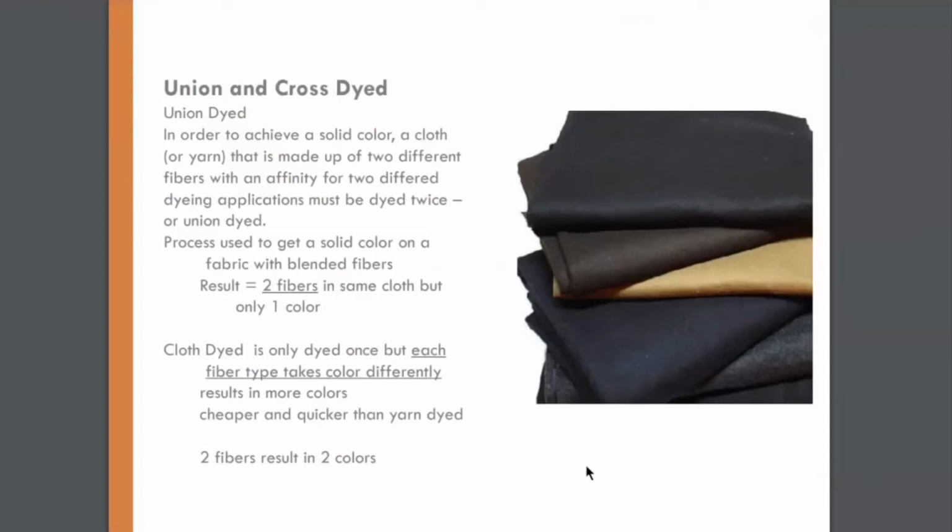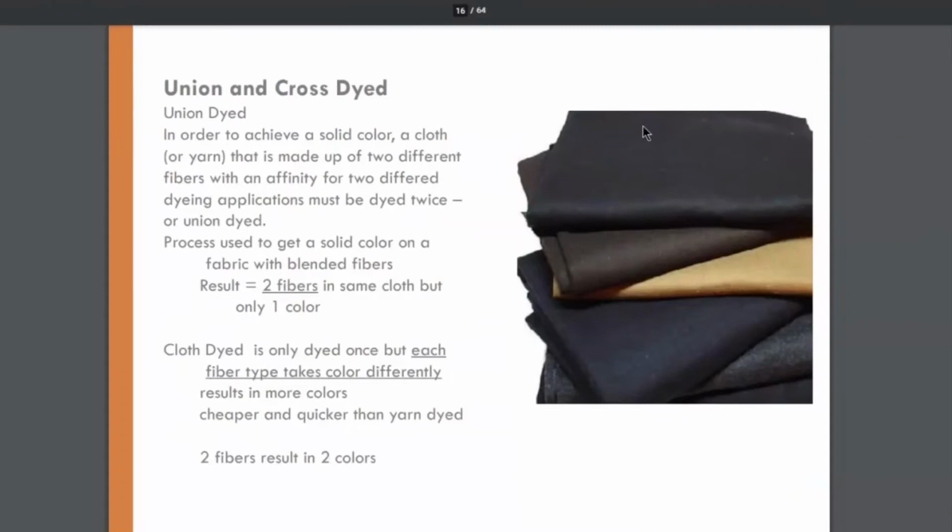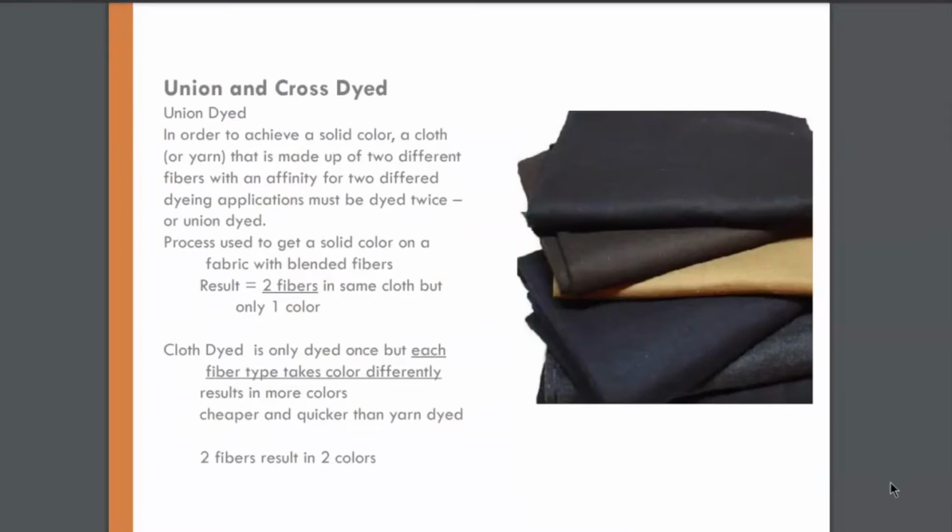In order to achieve a solid color, a cloth or yarn, this is the key point, that is made up of two different fibers with an affinity for two different dyeing applications must be dyed twice, or union dyed, to create a single color. So for example, if this was a combination of wool and cotton, and the manufacturer wanted to get this dye to that really rich, deep blue or indigo.